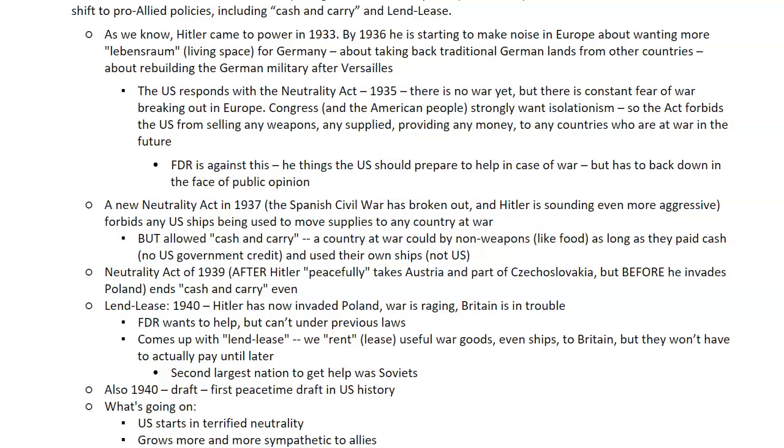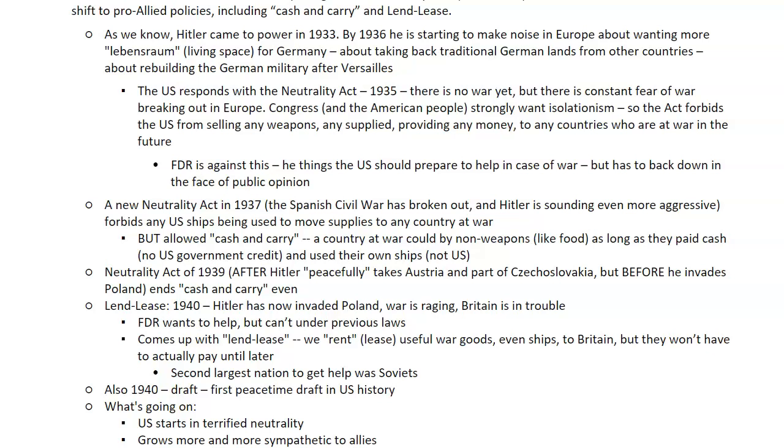He's making noise about this. The U.S. is looking at this and responds with the Neutrality Act of 1935. There's no war yet, but there is constant fear of war breaking out in Europe. People keep talking about that it's going to happen, it's inevitable, maybe no, it's not inevitable, maybe it will be, maybe it won't. The American people want nothing to do with it. Think back to George Washington, farewell address, avoid foreign entanglements, isolationism. That's the default setting, if you like, for the American people. That's what they want to go back to.